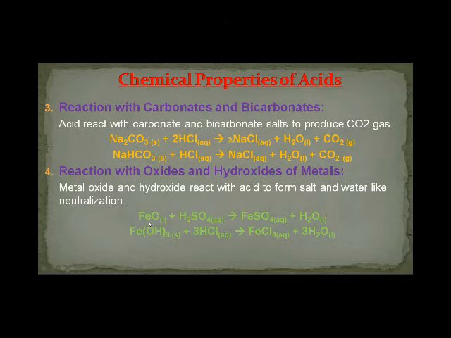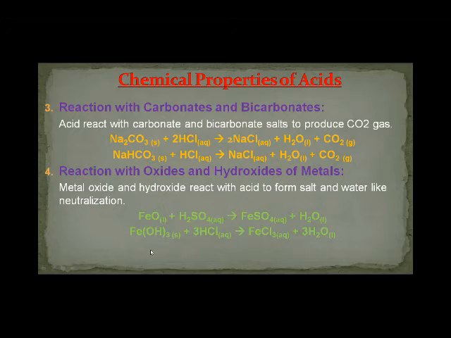One example is iron oxide, which is a metal oxide, and it reacts with the acid H2SO4, sulfuric acid, to form iron sulfate, FeSO4, and produce water. So 1 mole of iron oxide reacts with 1 mole of sulfuric acid, and it will form 1 mole of FeSO4, iron sulfate, and 1 mole of water.